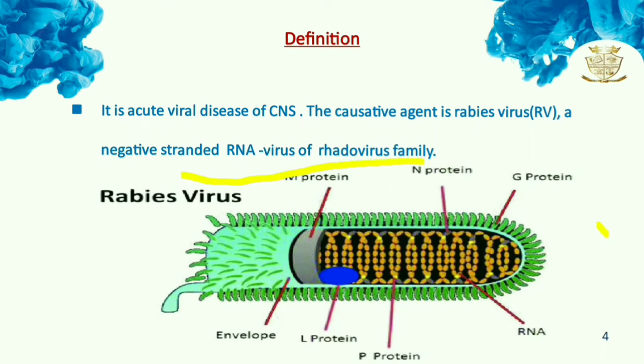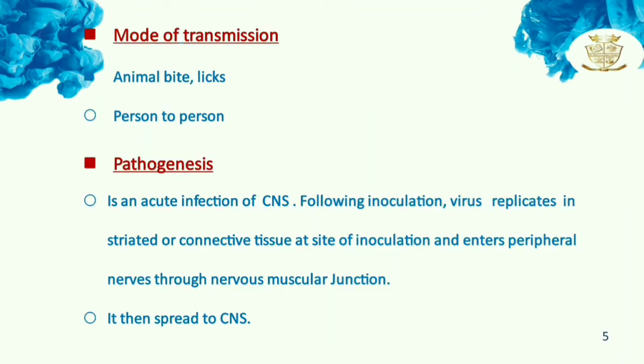The rabies virus has a bullet-shaped structure and contains many types of proteins such as M protein, N protein, G protein, L protein, P protein, etc. It has an envelope covering, and the negatively stranded RNA is inside the virus. The mode of transmission of rabies is mainly through animal bites, licks, and person to person.